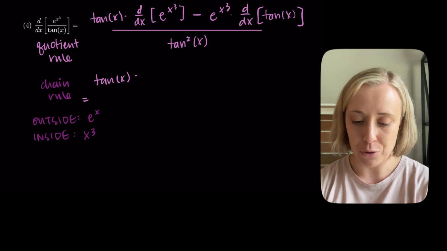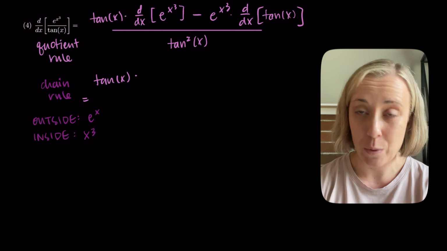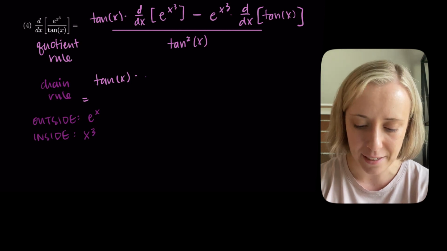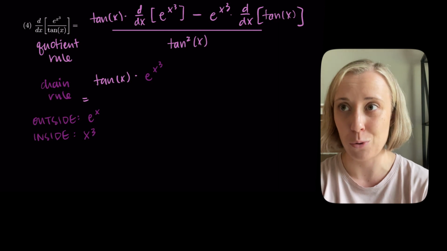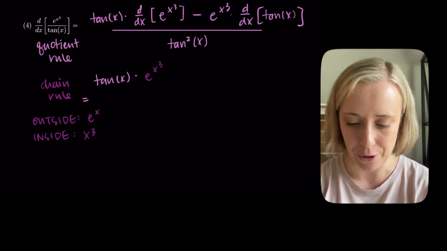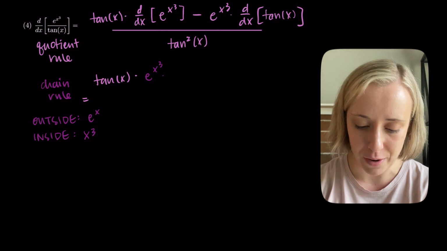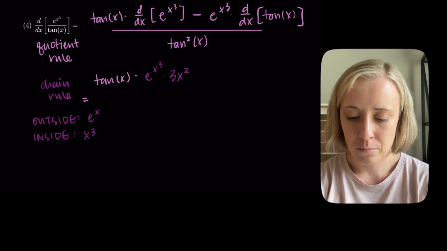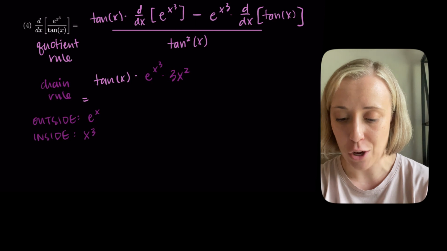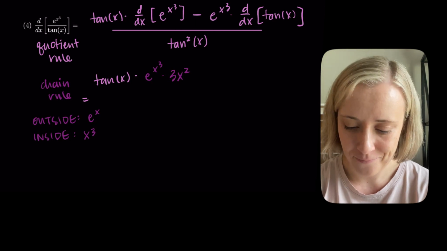Okay, so the derivative of the outside function, we do that first. That's e to the x, but we leave the inside alone. Remember, we're doing chain rule. So derivative of the outside with the inside left alone, and then we multiply by the derivative of the inside, which is 3x squared. So we're getting e to the x cubed times 3x squared.